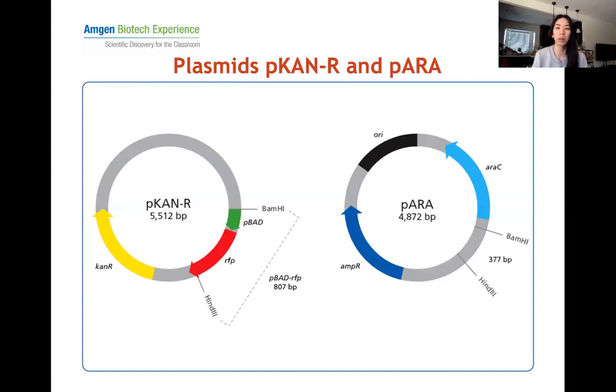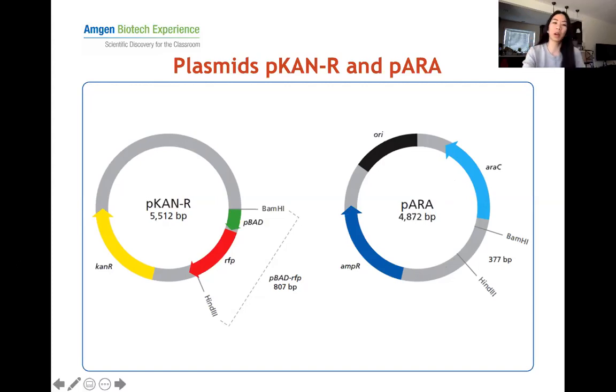All right, with these two plasmids, PCAN-R is the name of one plasmid, and PARA is the name of the other plasmid. As you can see on these diagrams, they tell you how big the entire plasmid is. PCAN-R is 5,512 base pairs. PARA is 4,872 base pairs. There are some components on here that you might recognize from the last video, but some might be a little bit new just because of the way they named it. So let's start with the PCAN-R.